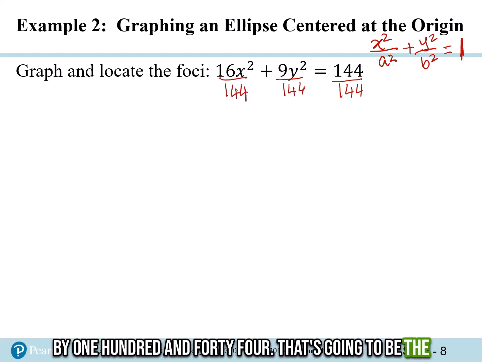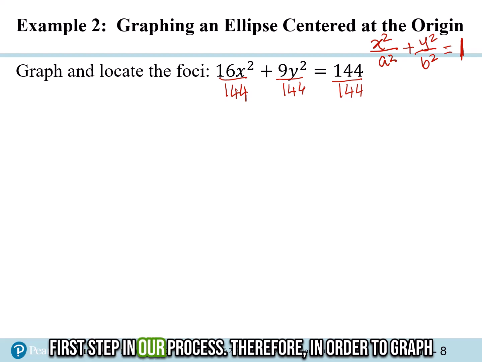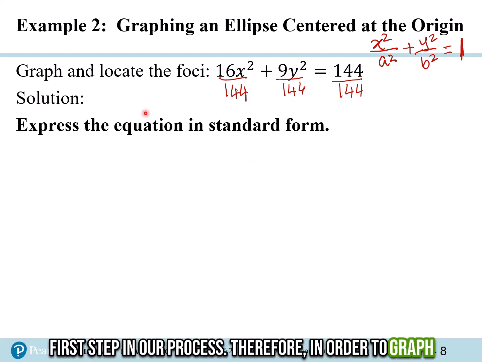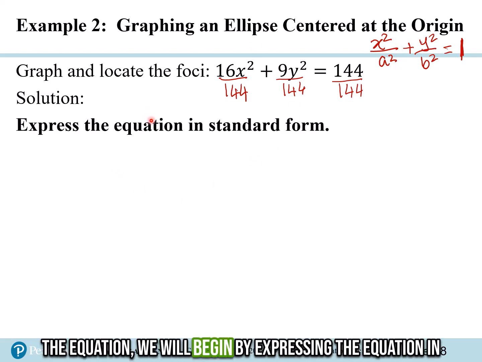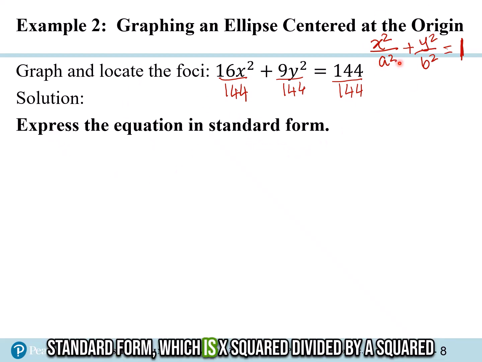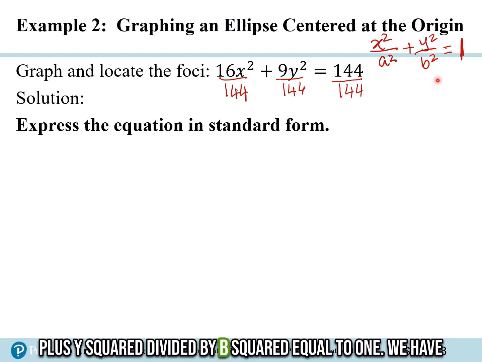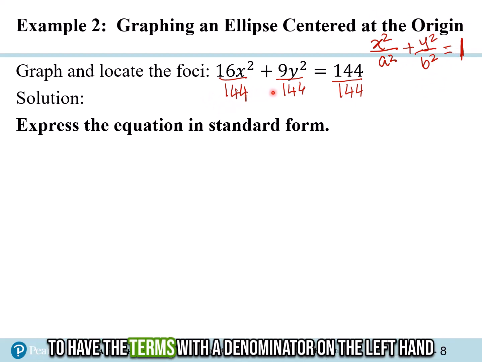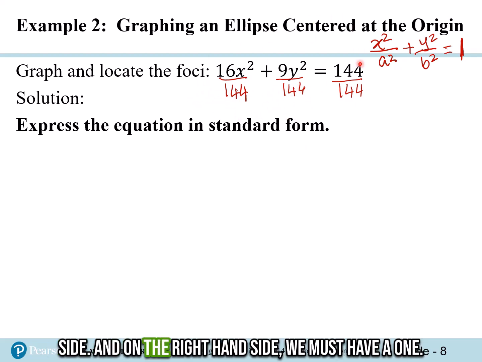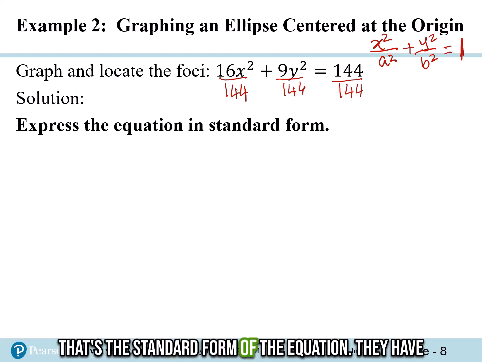That's going to be the first step in our process. Therefore, in order to graph the equation, we will begin by expressing the equation in standard form, which is x squared divided by a squared plus y squared divided by b squared equal to 1. We have to have the terms with a denominator on the left-hand side, and on the right-hand side we must have a 1. That's the standard form of the equation.